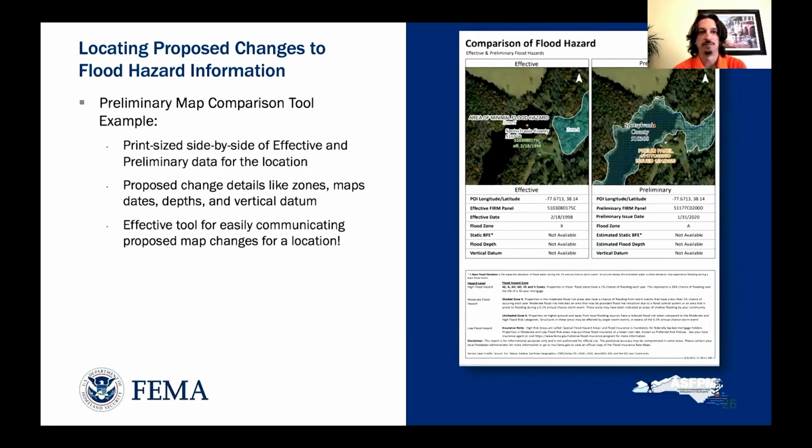You can see the side-by-side effective versus preliminary data for the location, and proposed change details like zones, map dates, depths, and vertical datums when they're applicable. So it's a pretty effective tool for communicating proposed map changes for a given location. And this again is a print-sized 8.5 by 11 export.